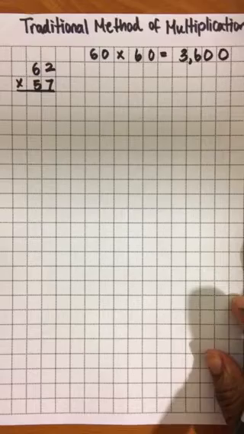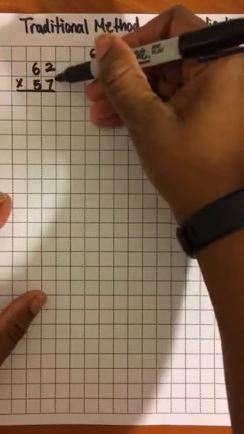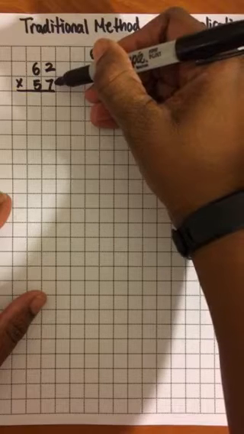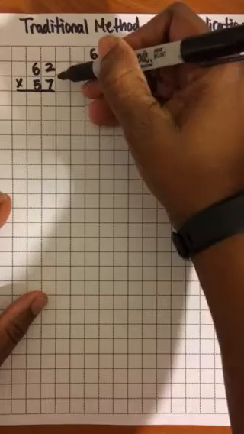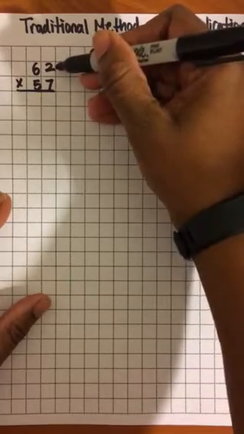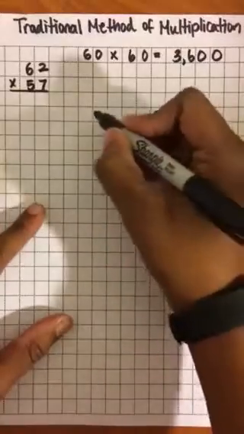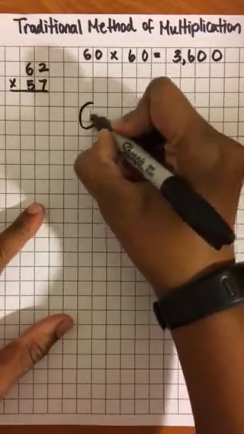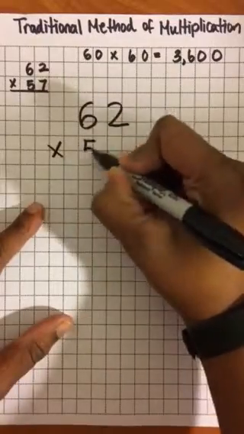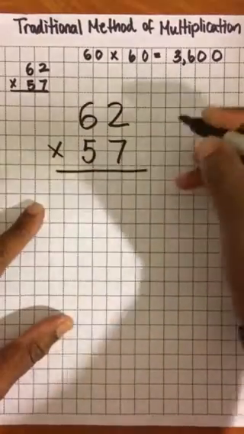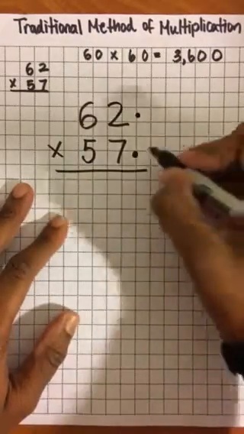With the traditional method of multiplication, each digit in the top factor is going to multiply each digit in the bottom factor. A system of dots can be used to see if you've multiplied each digit in the top factor by each digit in the bottom factor. So I'm going to rewrite just a little bit larger so that we can see our dots. 62 times 57. And so we're going to start with 7 times 2, which is 14.